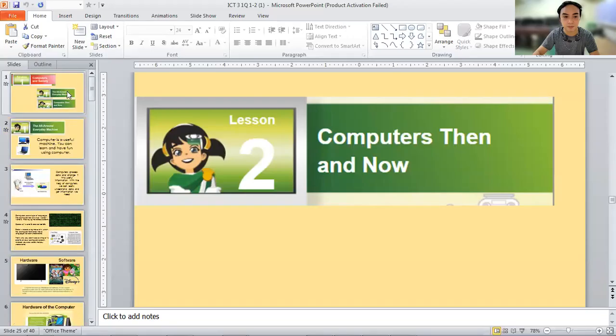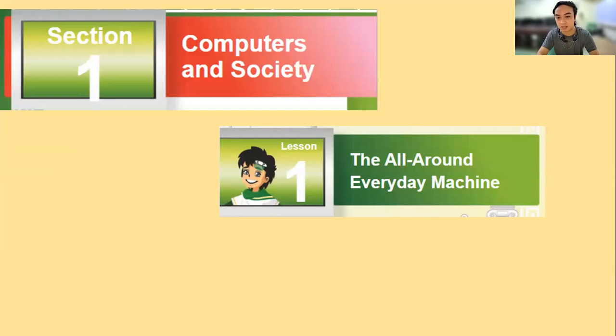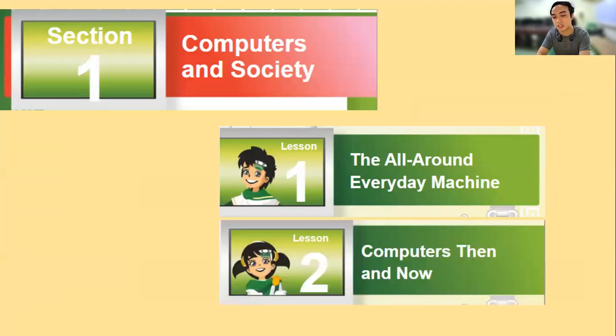So if you can remember, we already started section 1 of the computer subject, where section 1 has two lessons, and we discussed lesson 1 under that section. This lesson 1 is all about the computer, which is called the all-around everyday machine. So section 1 is computers and society. Under section 1, we have the all-around everyday machine as lesson 1, and computers then and now as lesson 2.